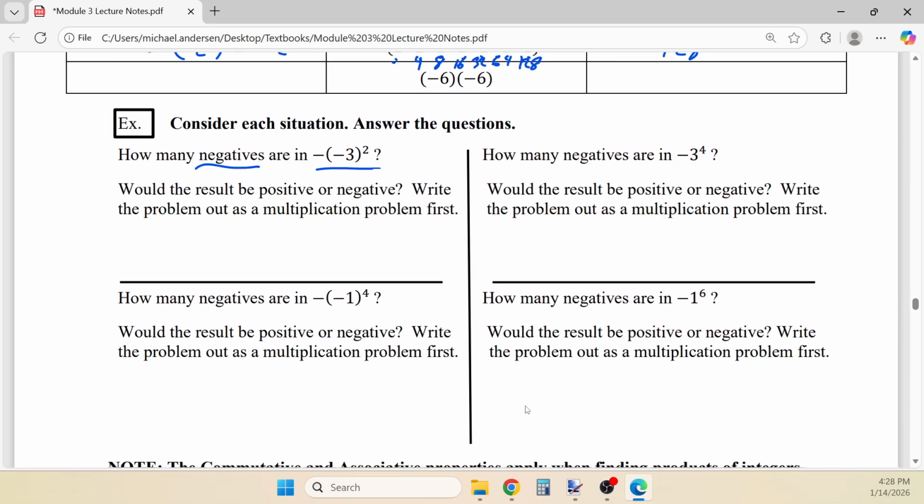How many negatives are in this? That's kind of tricky because there are 2 there. But if we expand it, we get negative 3 times negative 3, and now we have 3 of them. Okay, so it says write the problem out as multiplication first before you answer. When it asks how many negatives there are in these questions, what it means is write the exponent as a repeated multiplication problem first, then count the negative signs. So we have 3 negative signs here.